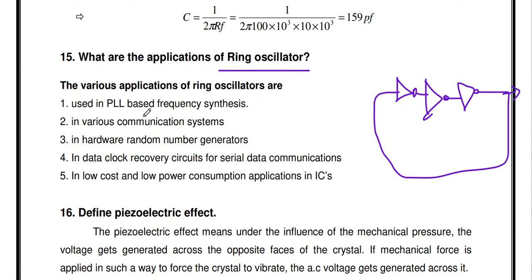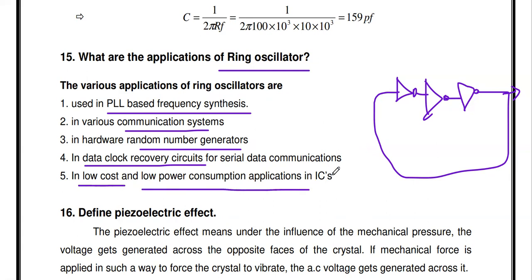So the applications of a ring oscillator are: it is used in PLL based frequency synthesis circuits, and it is used in various communication systems, and in random number generators. Okay, so it is used in hardware random number generators. We are using this ring oscillator in data clock recovery circuits for serial data communication. And in low cost and low power consumption applications in ICs, we are using this. Okay, so these are all the applications of a ring oscillator.